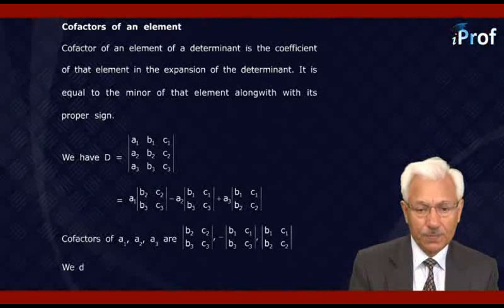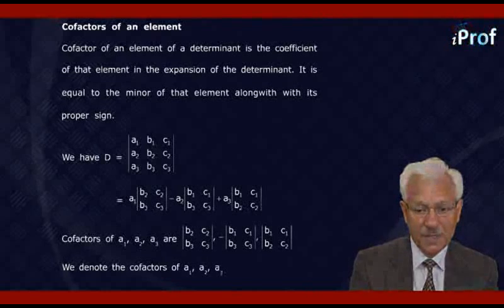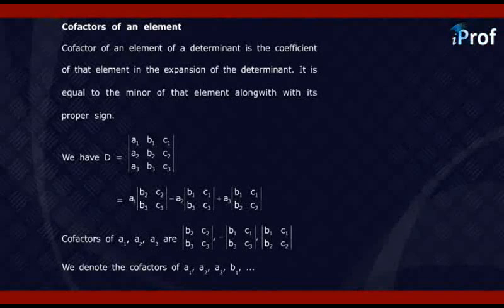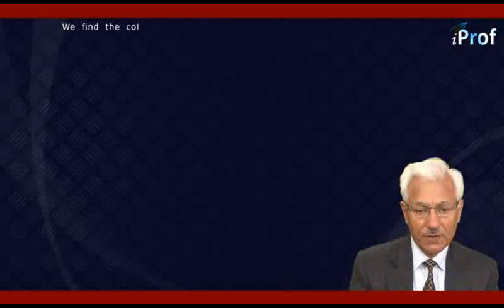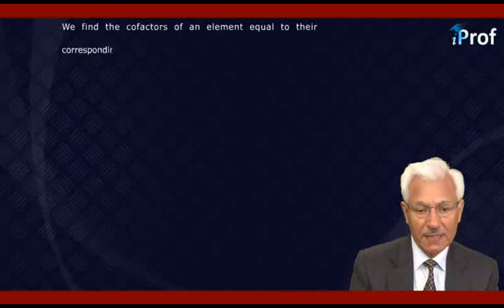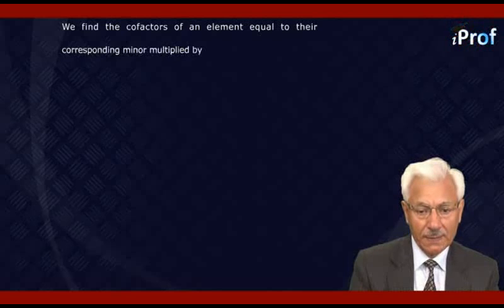We denote the cofactors of A1, A2, A3, B1, and so on by their capitals, as capital A1, capital A2, capital A3, capital B1, and so on. We find the cofactors of an element by their corresponding minors multiplied by the proper sign of the element.